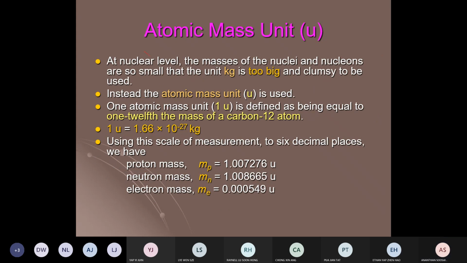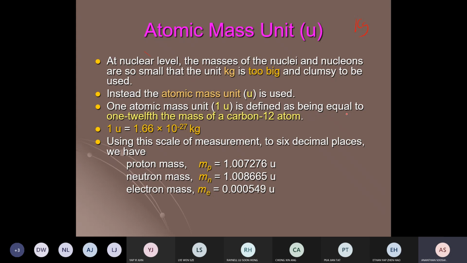Before we continue about the mass defect, let's get to know the unit for masses at the nuclear stage. At the atomic stage we know mass is in kilograms, but for subatomic particles the mass is too small. So we use the unified atomic mass unit, 1 u. What is the atomic mass unit?